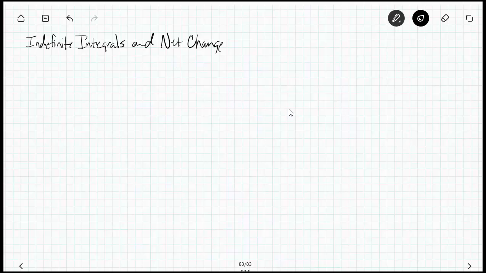We're going to talk today about indefinite integrals and what's called the net change theorem, but this isn't going to take very long. It's pretty straightforward. However, it's got some far-reaching ramifications that we want to make sure that we discuss. Let's talk about an indefinite integral.